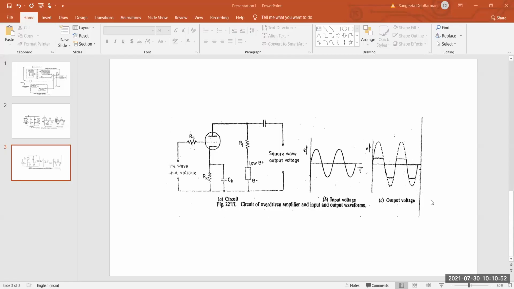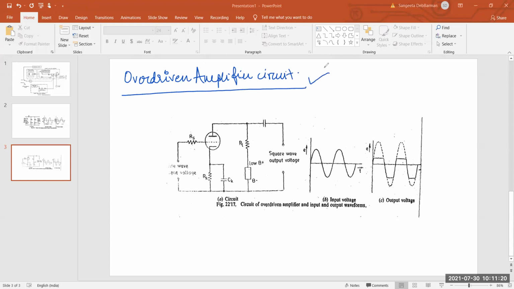This overdriven circuit is visible to you all, because I told you this square wave generator has mainly three methods, right? The first is the diode clipping circuit. The second is the overdriven amplifier circuit. So this is the overdriven amplifier circuit. Okay. So what you can see here is that the output is the same, right? The input is a sine wave and the output is a square wave. So this is the same, only the circuits are different.